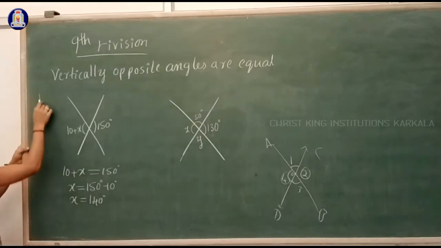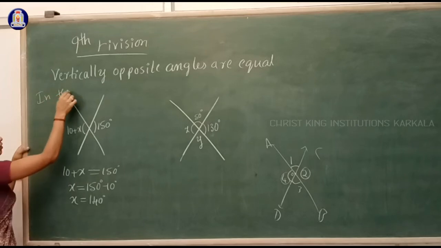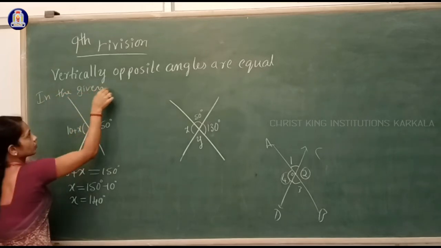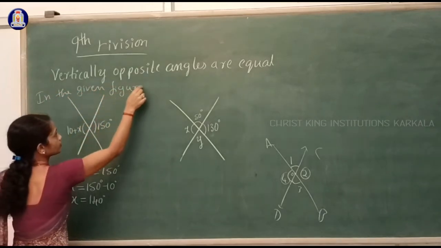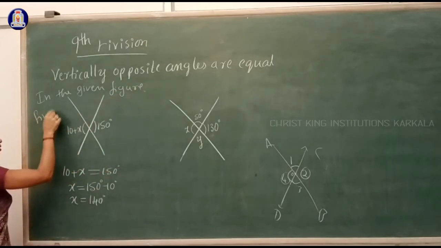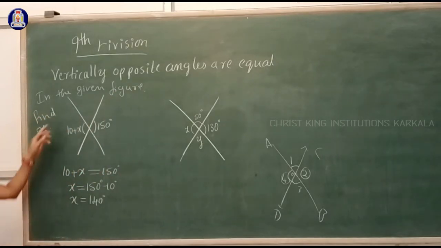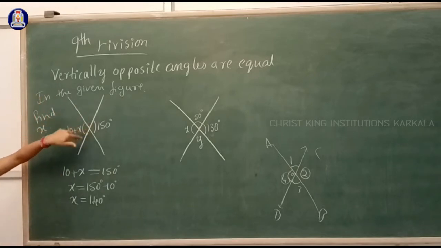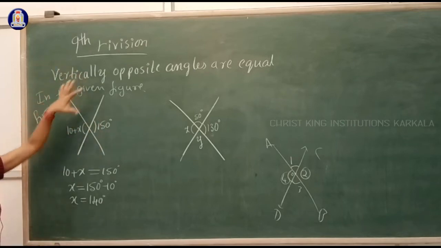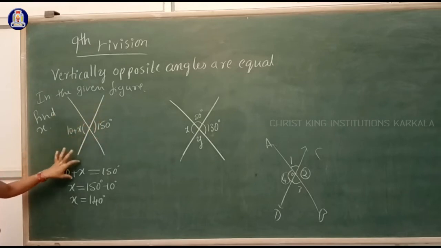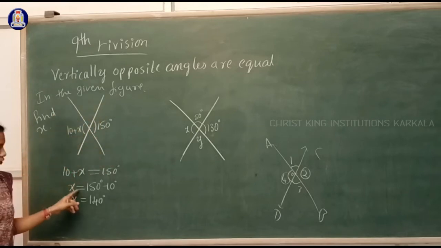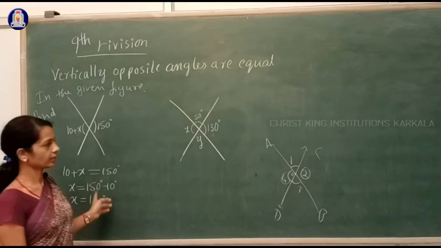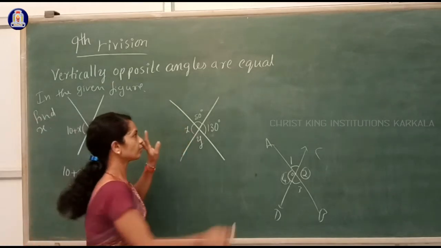You will be given a question like this: in the given figure, find x. In the figure given to you, you have to find the value of x. That means you have to use this concept, vertically opposite angles are equal. By that you will get one equation. If you solve that, you will get the x value. Like this.